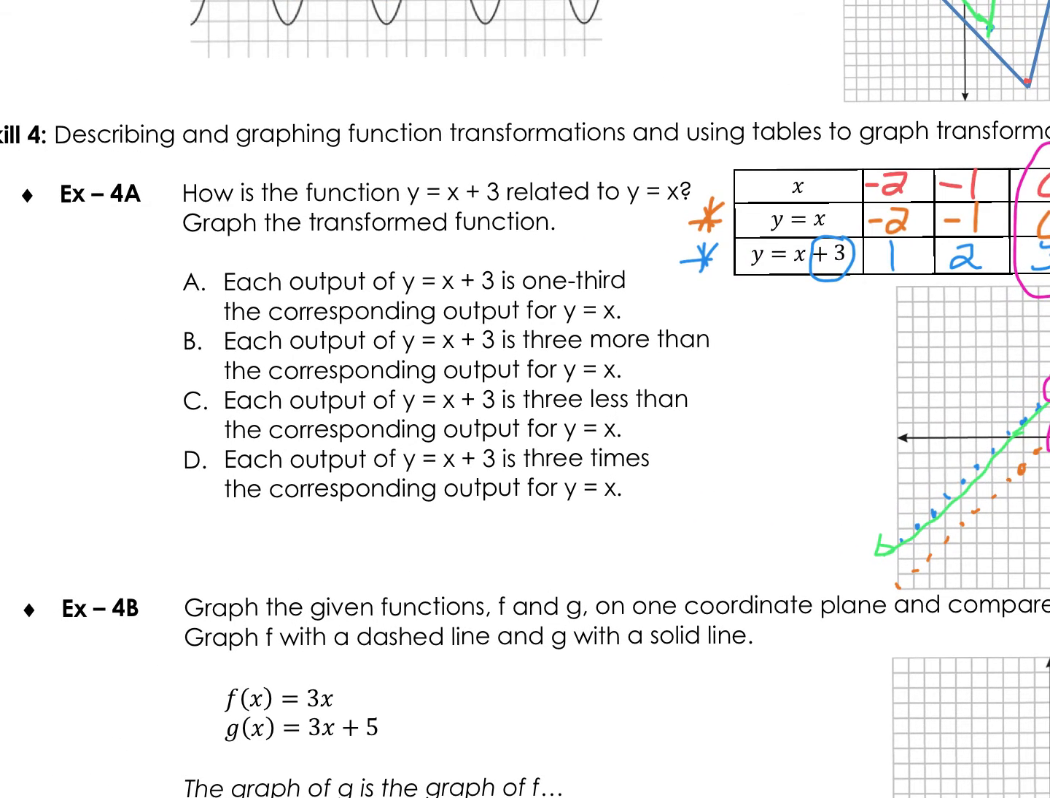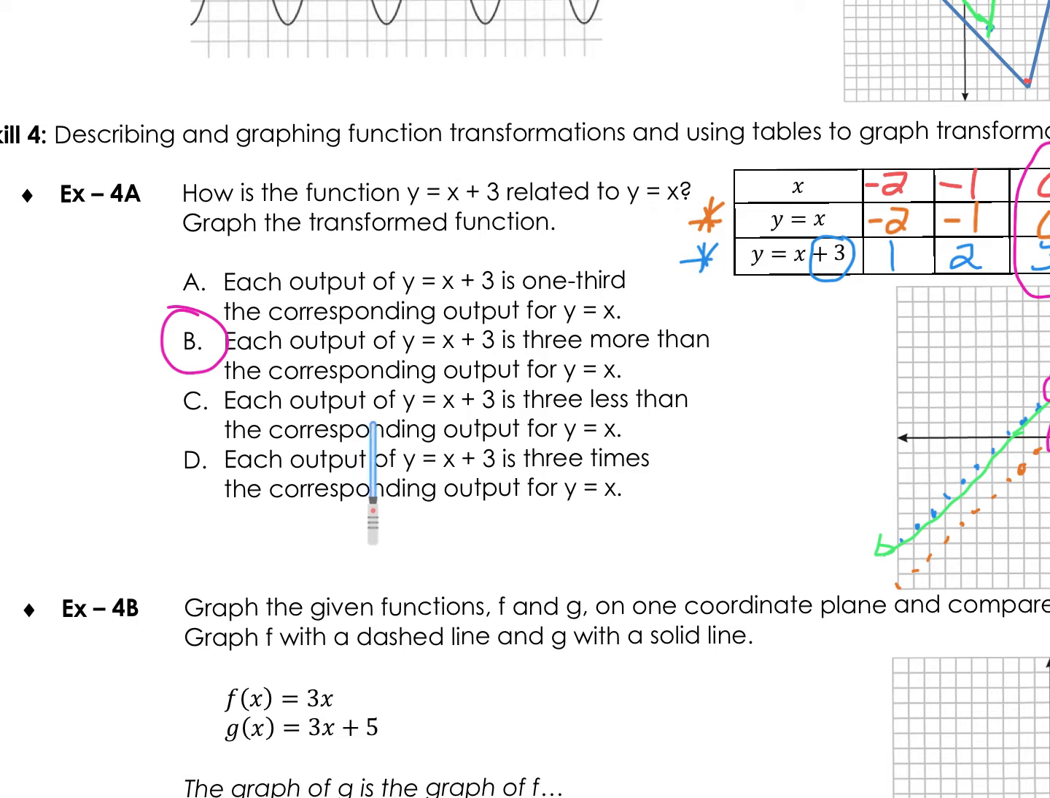So as you look over here at the question, it says, how is the function, this new function, related to the parent function? So each output, that means y, of the translated graph is 1/3 of the course. That would imply 1/3 is a vertical compression. So that didn't happen. Each output, which is y, is 3 more than the corresponding output for the parent function. That sounds about right. So let's put a circle around that for right now, but we're going to go ahead and read through the rest of them.